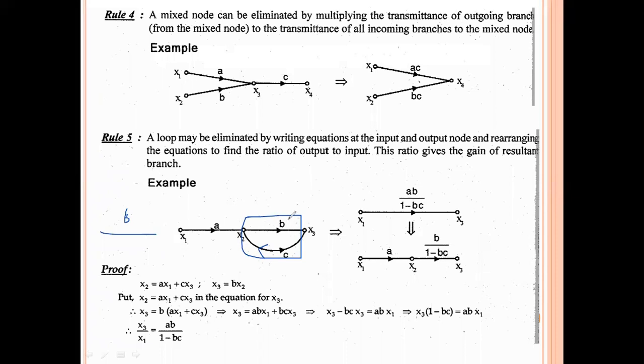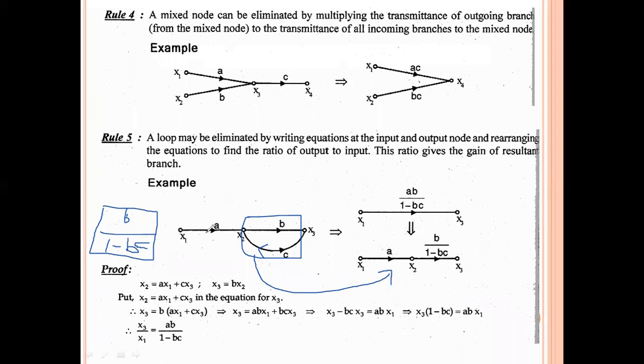Here in the place of G we are having B, in the place of H we are having C. So G by 1 minus GH means B by 1 minus BC. So we can eliminate this complete loop and replace that loop by a single branch transmittance like this. So this can be converted like this.